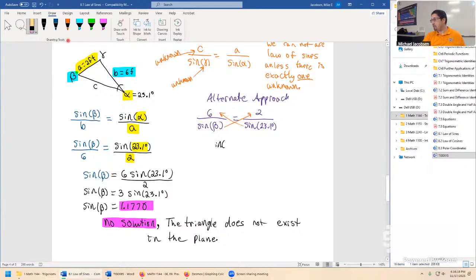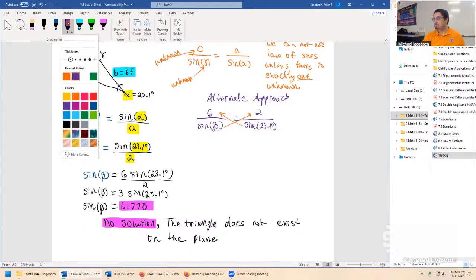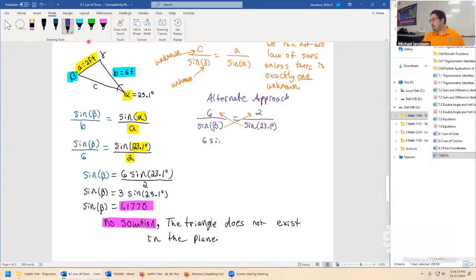Let me keep that same color to connect the thought. 6 sine 23.1 degrees. Then it would be 2 sine beta on the right-hand side. And that would be essentially this step right here, right before we divide both sides by 2. So then our steps would match right at that line.